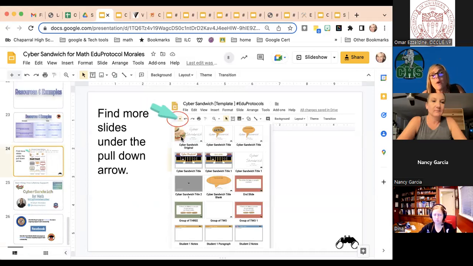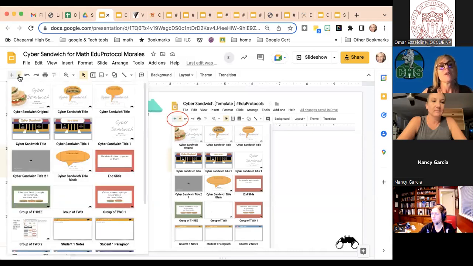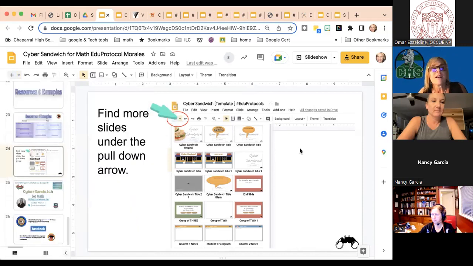I want to let you know, when you look at this slideshow, down at the end, it shows you where to get those templates to create a cyber sandwich. If you go up here where the little arrow is, all the cyber sandwich templates come up: the template for student 1 notes, student 2 notes, the Venn diagram, and student 1 and student 2 solution pages. They're all right here so that you can recreate it.